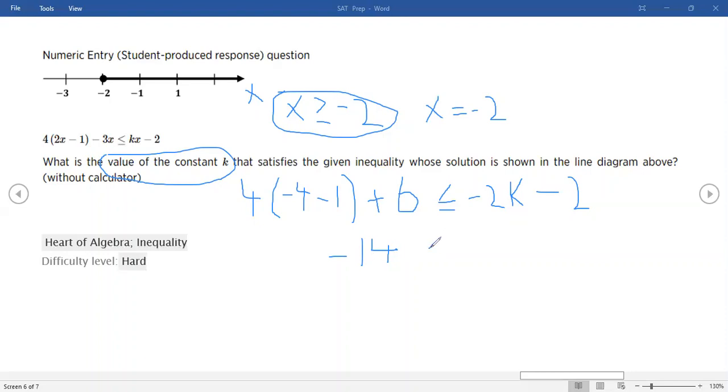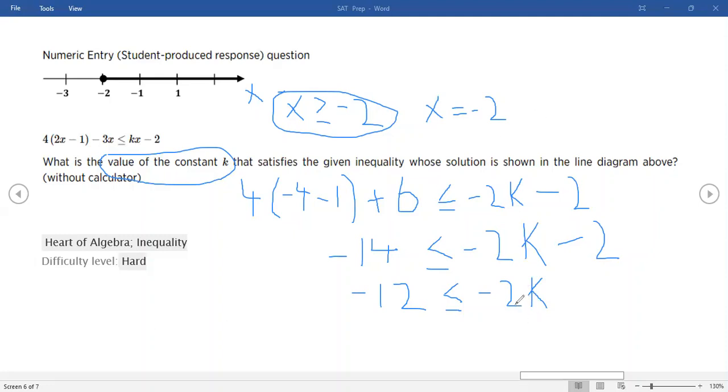Now, right over here, we have less than or equal to -2k minus 2. Okay, I forgot the less than or equal to. Now, y'all, what you can do right here is treat this formally just like an equality. So if you add 2 to both sides, you get -12 is less than or equal to -2k.